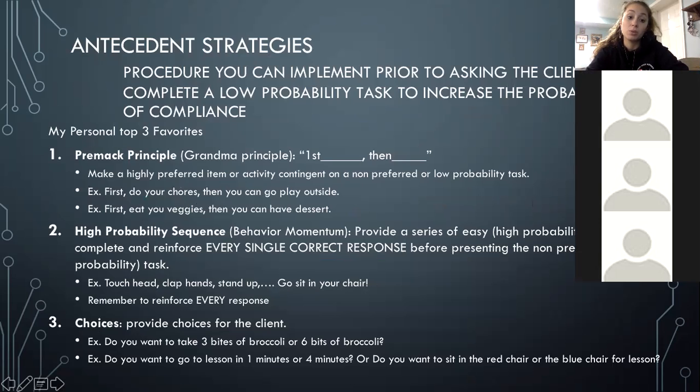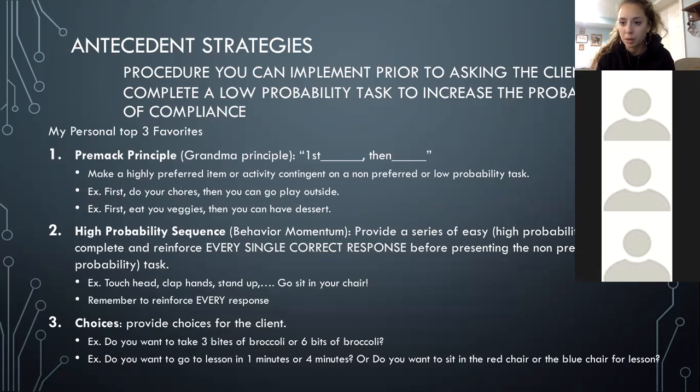Okay, cool. We are almost done, so I'm so sorry. And these ones will be quick. Antecedent strategies. So antecedent, if we remember from the ABC data collection, is environmental changes that occur before a behavior. So these are procedures or strategies that you can implement prior to asking a client to complete a difficult task.